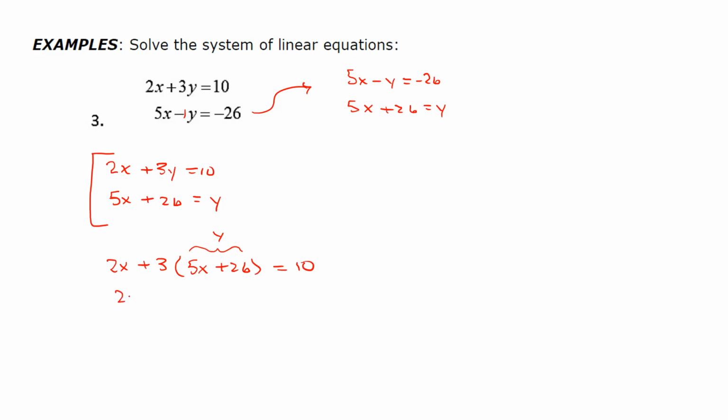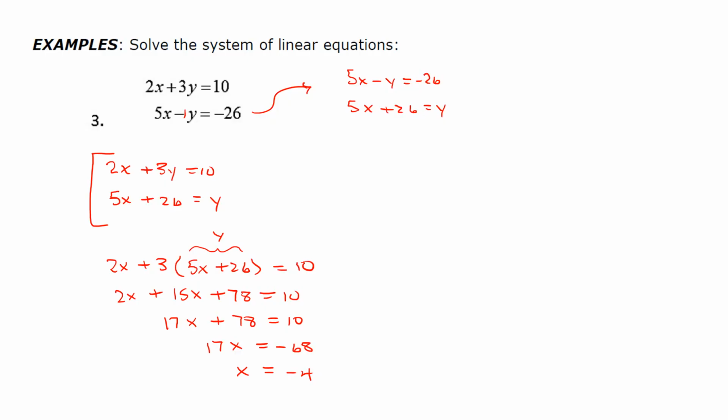So I'll have 2x + 15x + 78 = 10. Combine like terms, 17x + 78 = 10. Move the 78 to the other side. That gets me -68. Divide by 17, and I get x = -4.